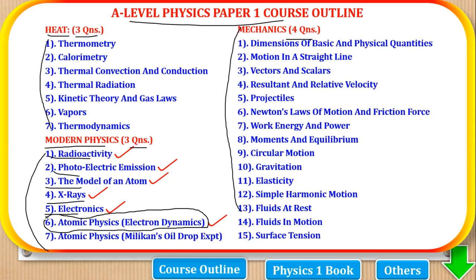So atomic physics, because of its wideness, has been broken down into 2 parts. There's a part which will concentrate on electron dynamics, and that's what we are going to look at today. Then the second part will concentrate on Millikan's oil drop experiment.